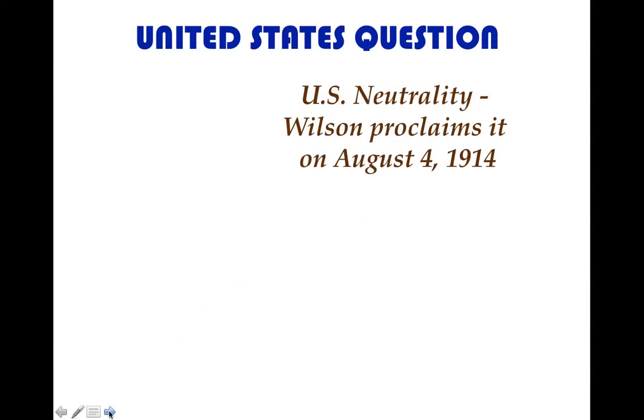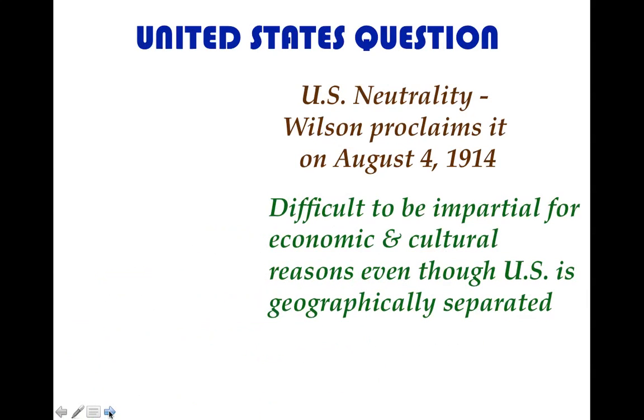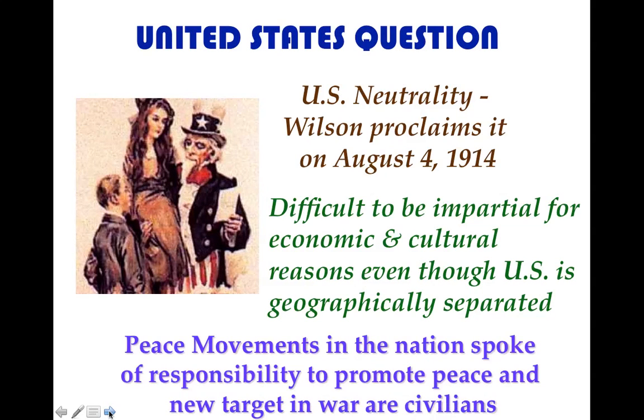Again, the United States declares neutrality when the war begins. However, it proves to be difficult simply because during this time, we depend heavily on exporting our industrial goods to parts of both the Central as well as Allied countries. However, more of our relationships resided with the Allied countries during this time. And again, trying to promote peace.